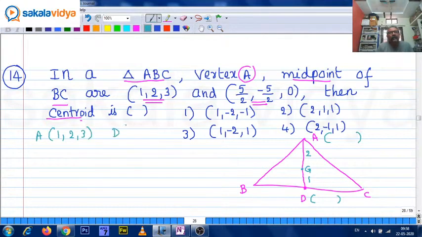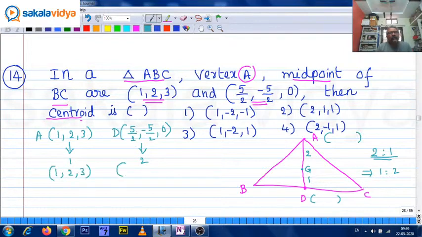D coordinates are (5/2, -5/2, 0). What is the ratio? 2:1. We need to divide in the ratio 2:1. Its inverse ratio is 1:2. That means multiply this one with 1, multiply this one with 2. What do you get now here? 1, 2, 3.